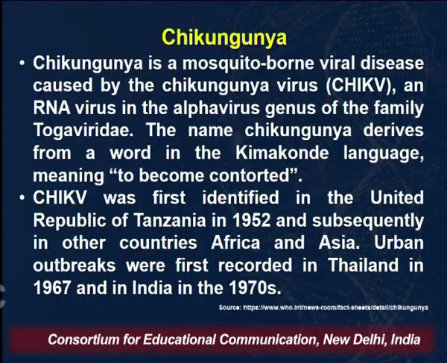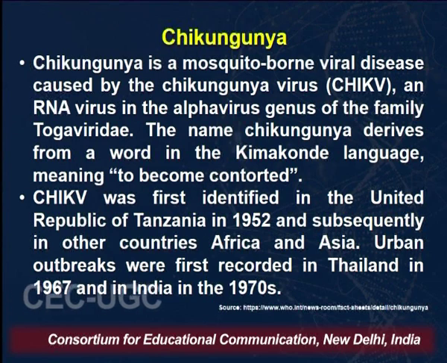Now, we come to another interesting vector borne disease, which is called chikungunya. Chikungunya is basically a mosquito borne viral disease, caused by the transmission of the chikungunya virus. The chikungunya virus comes under the alphavirus genus of the family Togaviridae, and it is an RNA virus. The name chikungunya has been derived from a word in the Kimakonde language which means to become contorted.